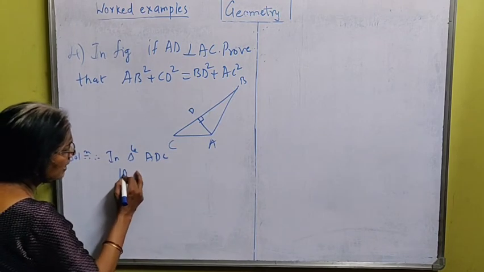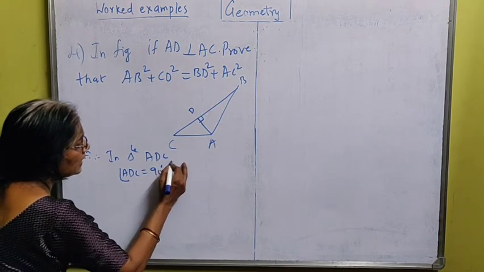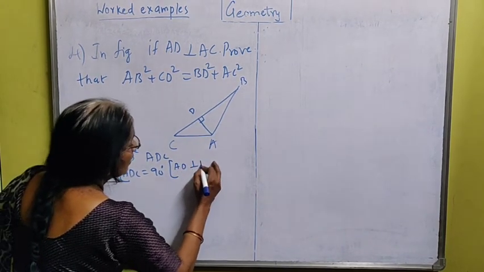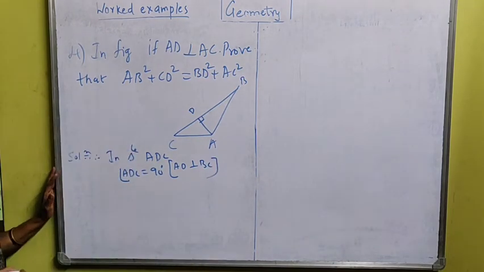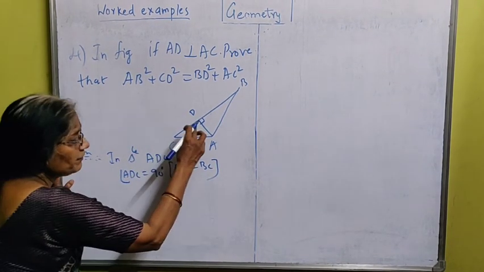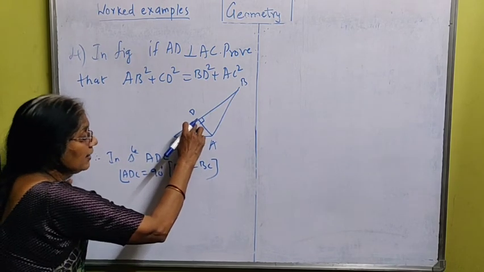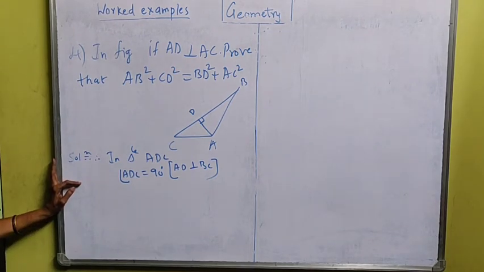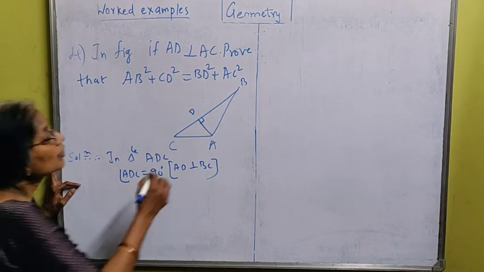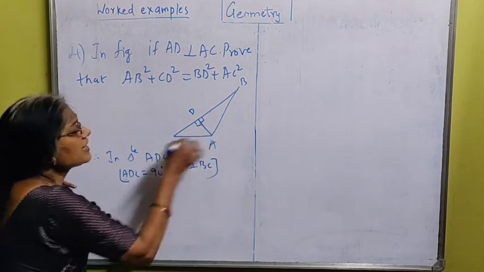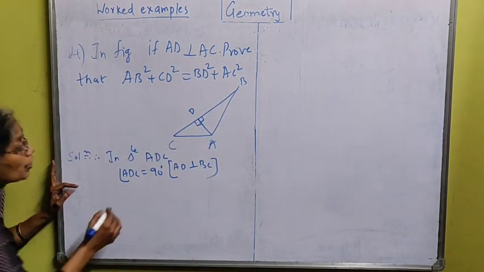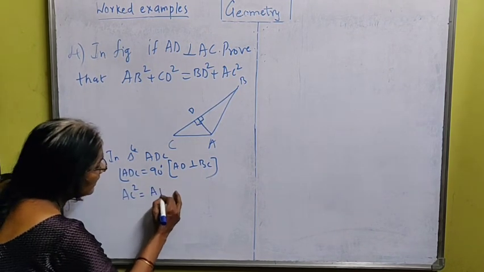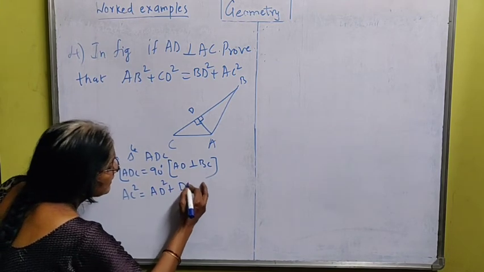In triangle ADC, angle ADC is equal to 90 degrees. The reason is AD is perpendicular to BC. So what will you get? In ADC, if this is the right angle, then AC will become the hypotenuse. I told you which is the hypotenuse: the side opposite to the right angle. So which is the side opposite? AC. So you will get AC square is equal to AD square plus DC square.